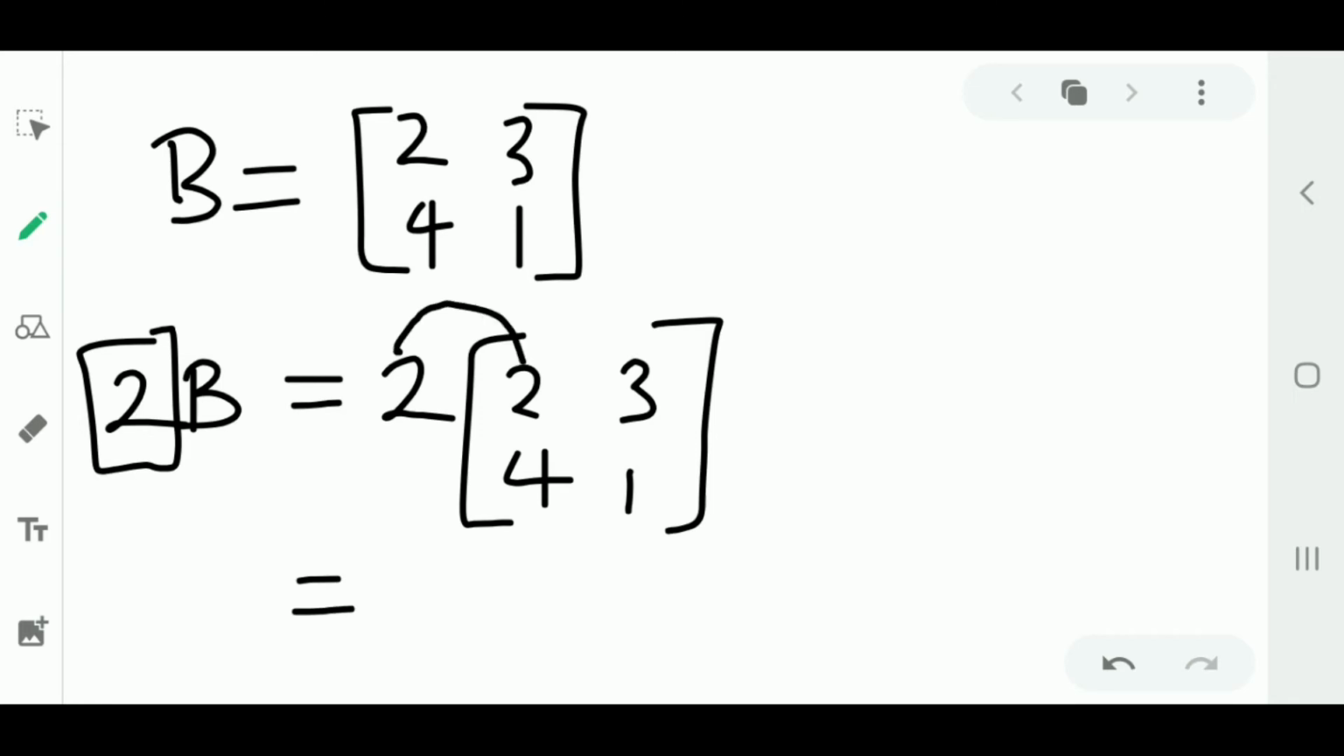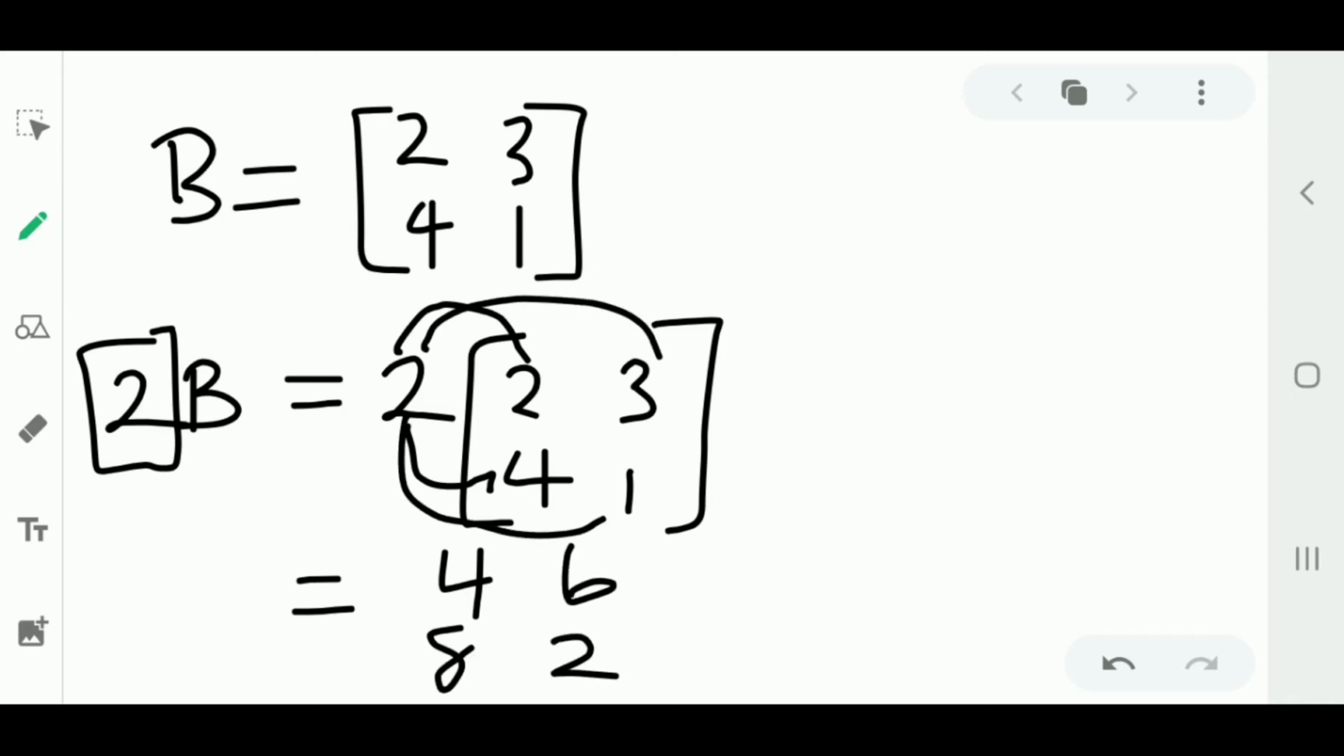So we're going to say 2 times 2 gives you 4. 2 times 4 gives you 8. 2 3s, 6, and 2 1s, 2. So this is the answer here.